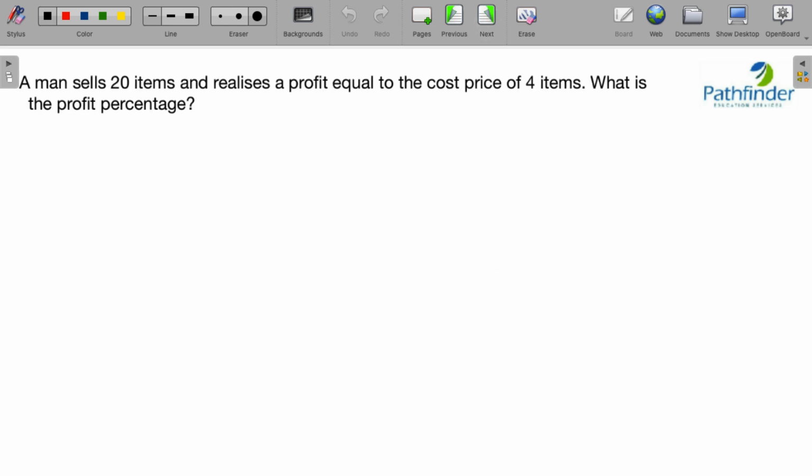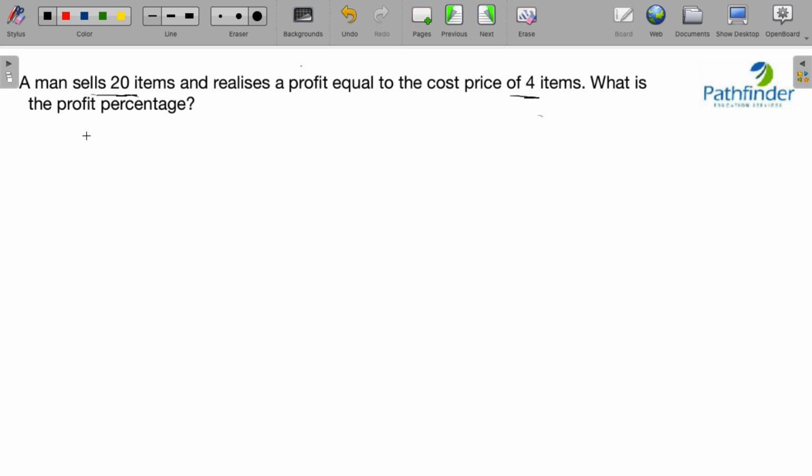Next question. A man sells 20 items and realizes a profit equal to the cost price of 4 items. What is the profit percentage? Well, the first thing that you should realize is if a man sells 20 items, he would have bought 20 items also. And hence, in order to calculate the profit percentage, we need to have the cost of 20 items. Again, no idea of costs or selling price is given in the question.